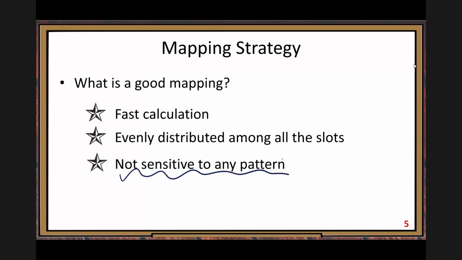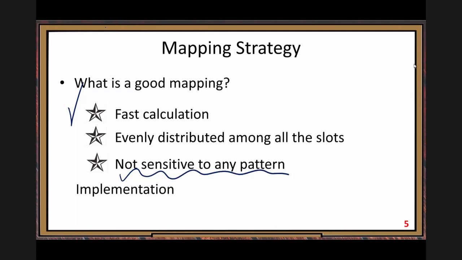That's good. That's the ideal case. No matter what pattern it is, you always do well. So your mapping strategy always performs well. So you can see these three requirements. The first one is relatively easy, so we try to avoid complicated calculation. But the second and the third are not easy. All right.